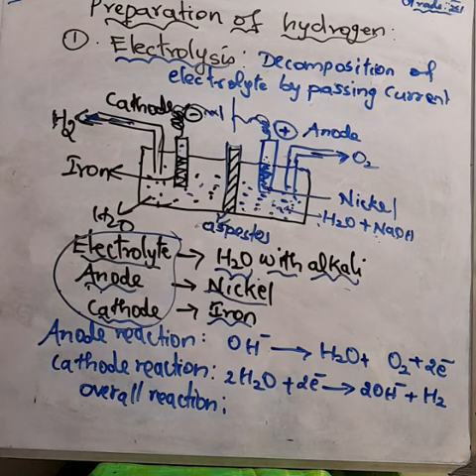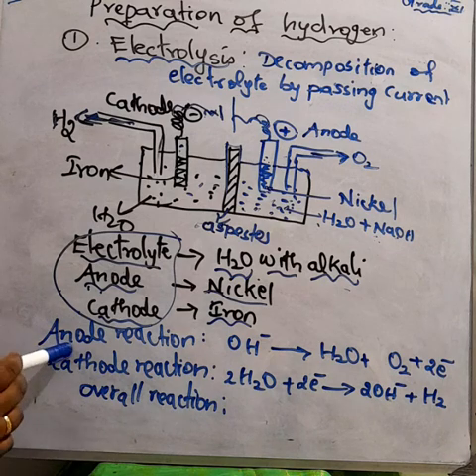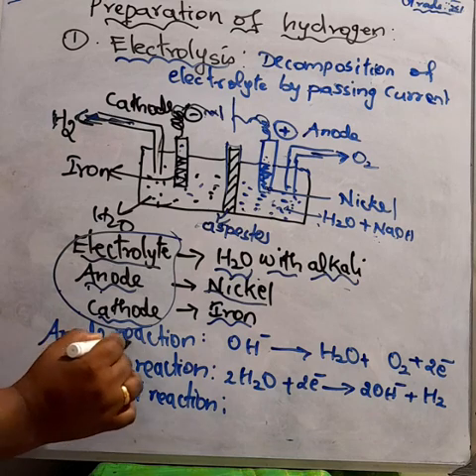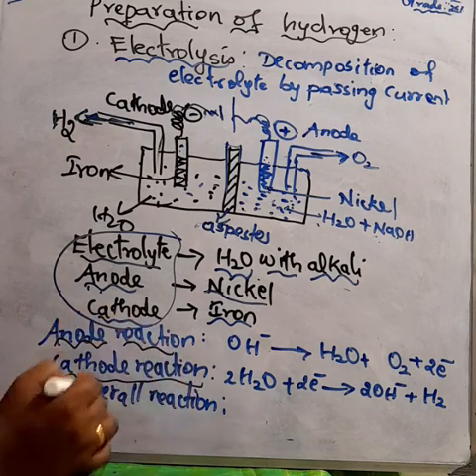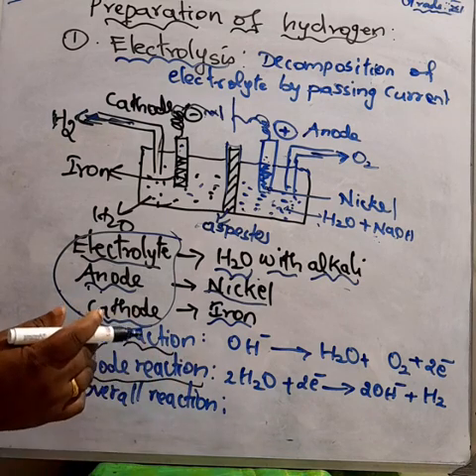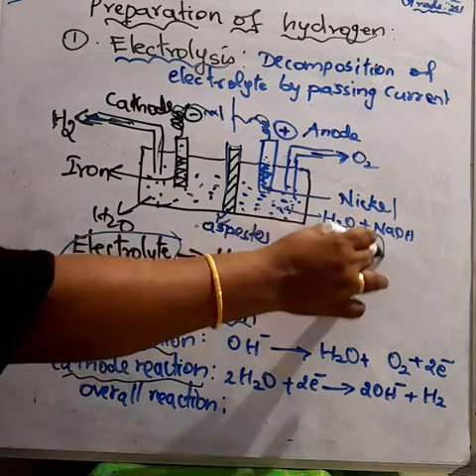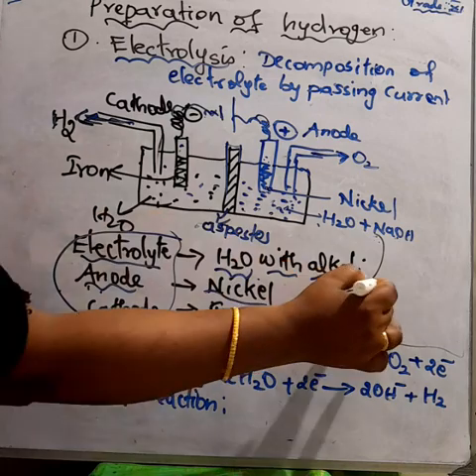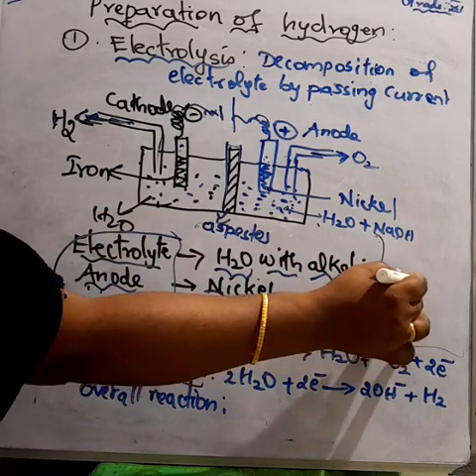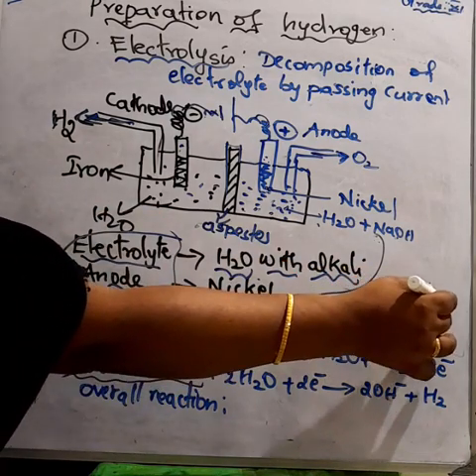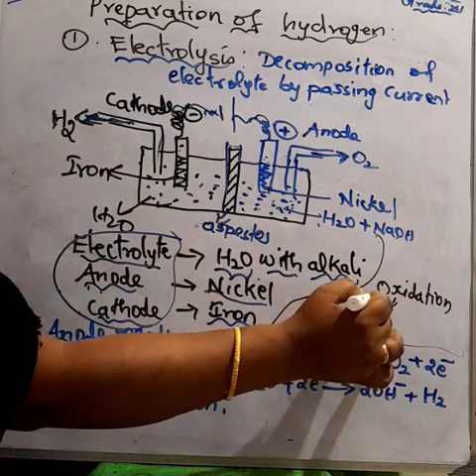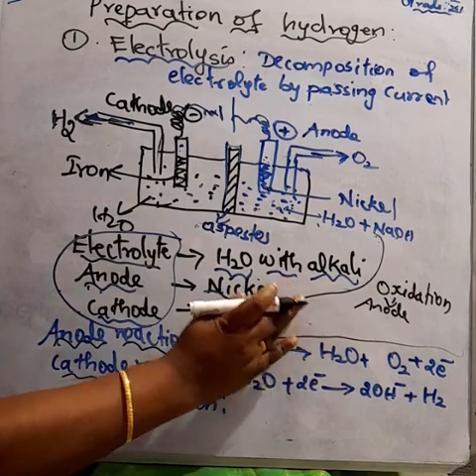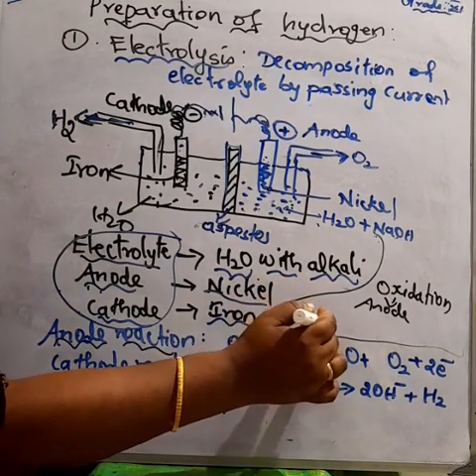Understood? So here 2 types of reaction are taking place. What are the 2 types of reaction? Anodic reaction and cathodic reaction. There are two types of reactions that take place here: oxidation and reduction. The anode undergoes oxidation and the cathode undergoes reduction. Oxidation means loss of electrons, reduction means gain of electrons.